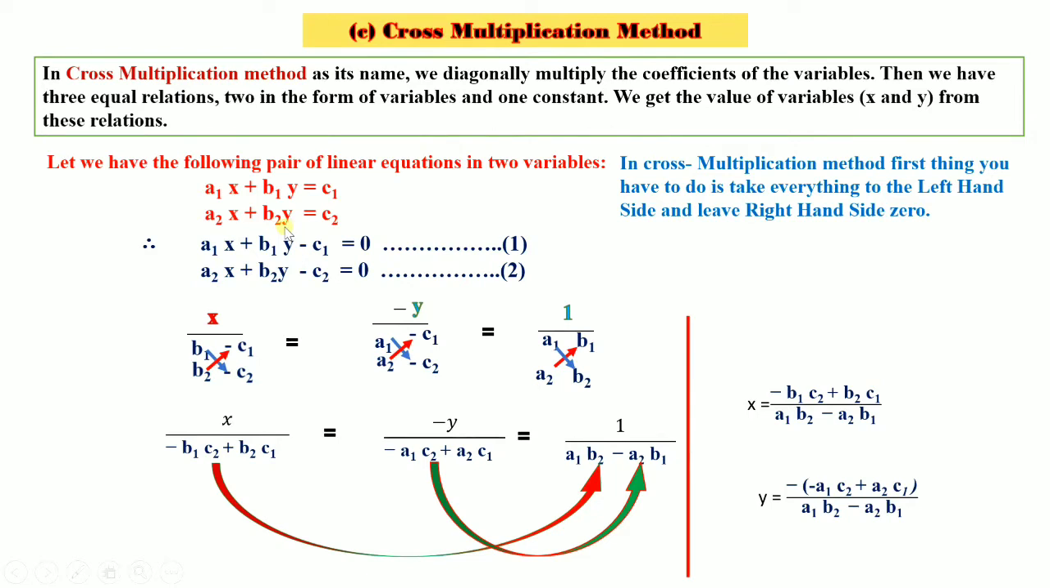Unlike the first graphical method where you were taking equations and solving them and making a graph, and the second, substitution, where you were taking the value of any variable from the first equation and then putting it in the next and then solving, and then the third, elimination method, where you were eliminating any of the variables. Unlike all these three, we are directly putting equation 1 and equation 2 and then directly we have the solutions, the value of x and the value of y. So this is all about cross multiplication method.